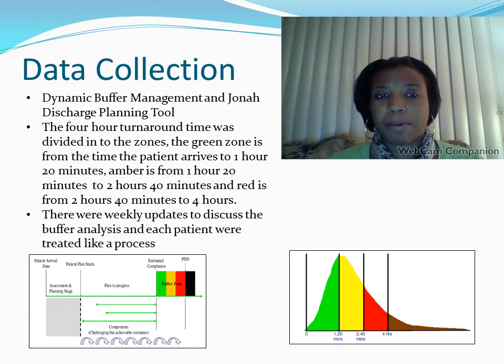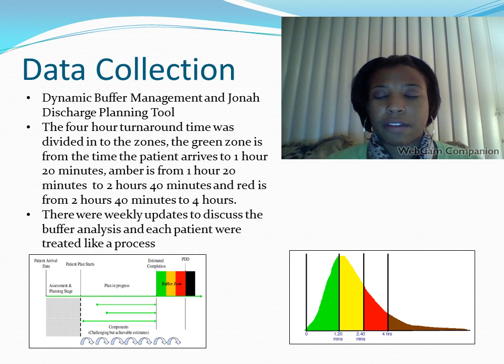The team approached the problem with a two-pronged solution. First was dynamic buffer management, and second was treating the discharge practice as a complex multi-project environment using the Jonah discharge planning tool. TOC tells us to implement a buffer before the bottleneck in order to see if the bottleneck is always working at its maximum capacity.